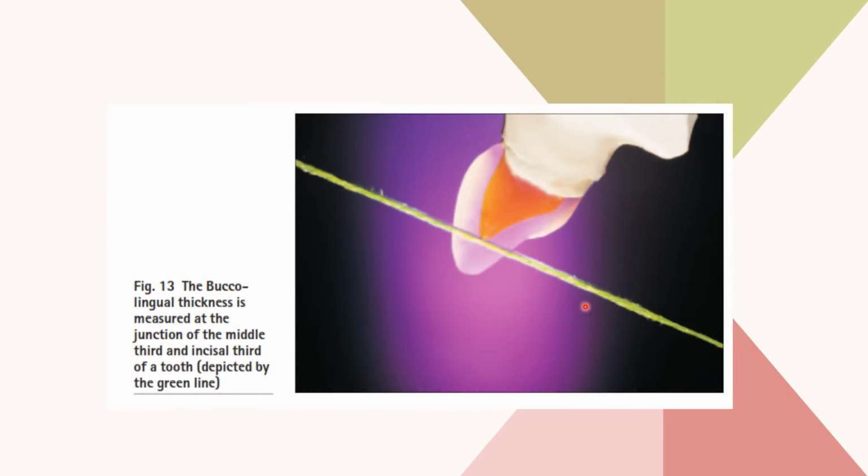This is the buccolingual thickness which is measured at the junction of the middle third and the incisal third of the tooth. This is the green line.